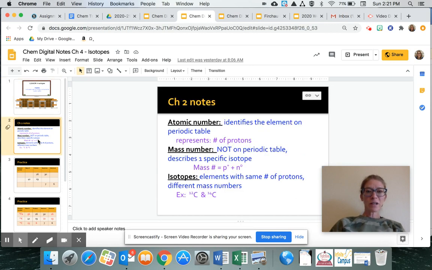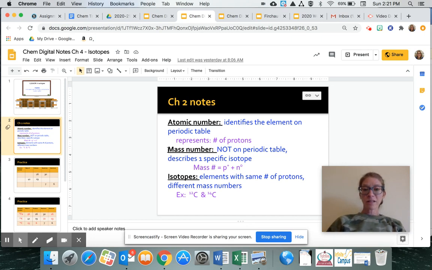So these terms we already wrote down in your notes, but just to review them, the atomic number will identify the element on the periodic table. The atomic number represents the number of protons. So if you change the number of protons, you will change the element. If carbon has 6 protons and you add a proton to that atom, it is no longer carbon.